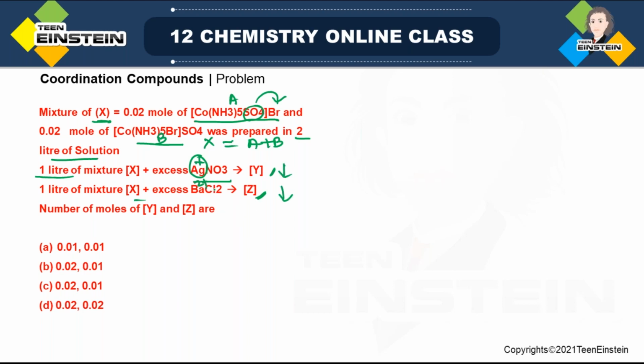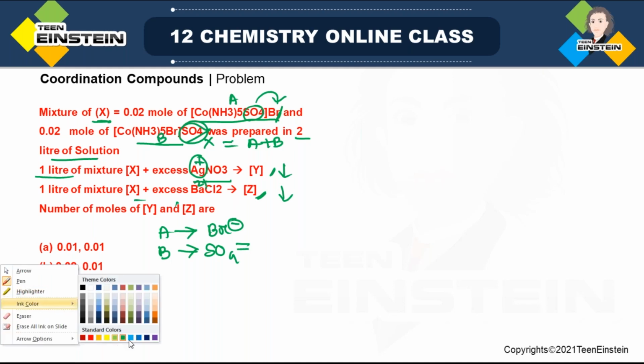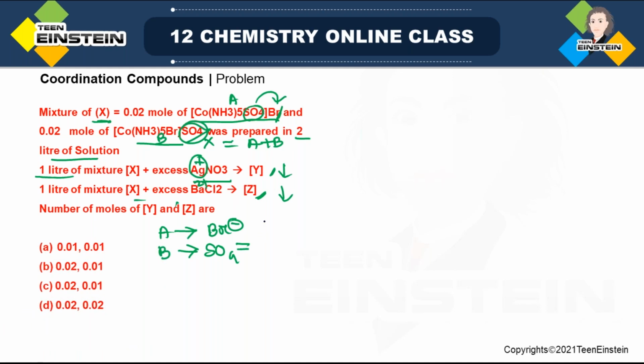Okay. So when you are adding AgNO3, that is Ag+, it can interact only with the free ion. Now from A, after ionization, the free ion that you are getting is Br-. But when it is B, after ionization, the free ion you are getting is sulfate. Now Ag+ can react with Br- and form the precipitate AgBr, because it is not soluble. It is slightly yellow in color and insoluble in water, so that is why there will be a precipitate. But when Ag+ reacts with sulfate, silver sulfate does not form any precipitate.